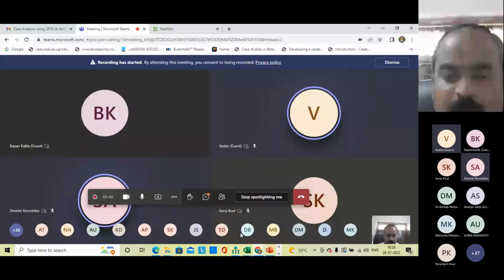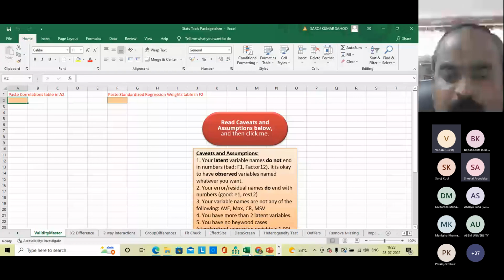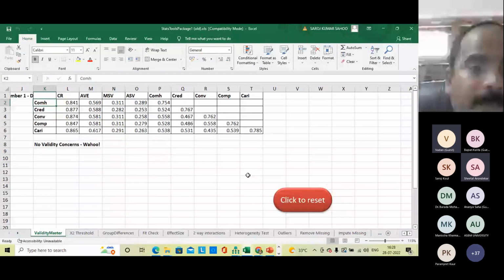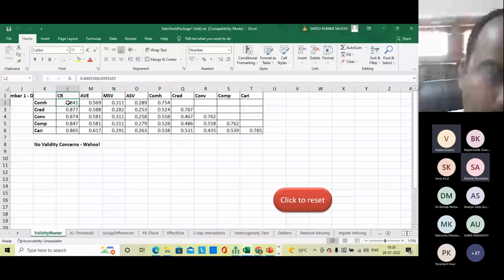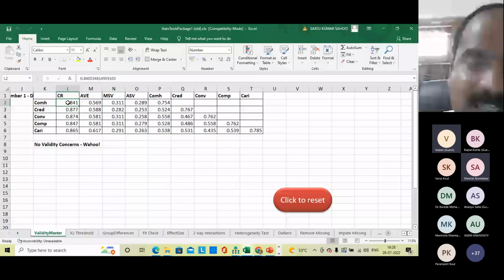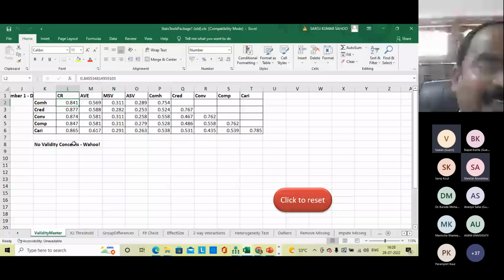See, all of you please look here. I am doing this in the old Excel macro sheet. Now going to the CR values. CR value is the second criteria of validity. The standard rule is that the composite reliability, which is CR, should be more than 0.7, and all the values of CR are more than 0.8. That means obviously it is more than 0.7.